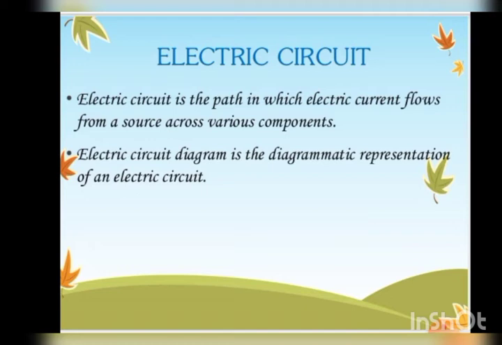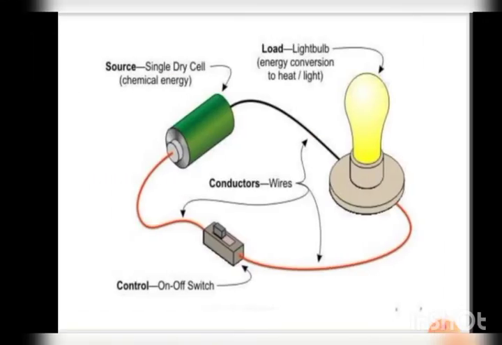The electric circuit diagram. What is the electric circuit diagram? It is the diagrammatic representation of an electric circuit. Now, for example, this is a diagrammatic way. Now we need one cell, that is an electrical source. Then we need a switch and a bulb. When the connecting wires are connected to all these, and when the circuit is complete, that time current will flow from the battery to the various components, and the bulb will glow. Okay, this is called an electrical circuit.